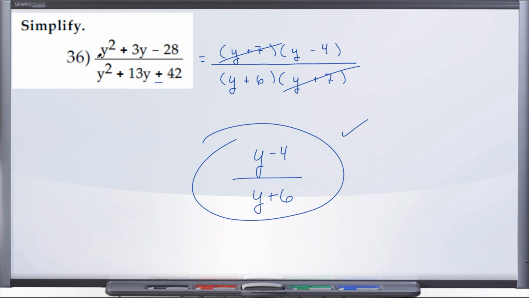So when you're asked to simplify and given something like this, you want to factor the numerator, factor the denominator, cancel out any like terms or like factors, and then whatever's left will be your final answer.